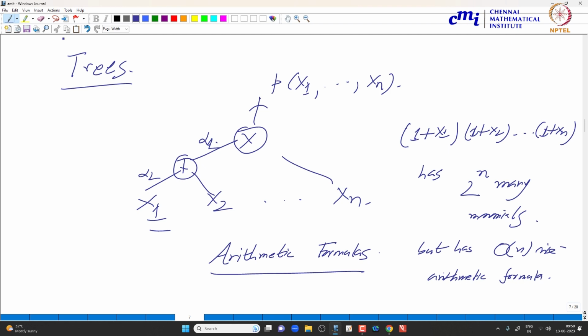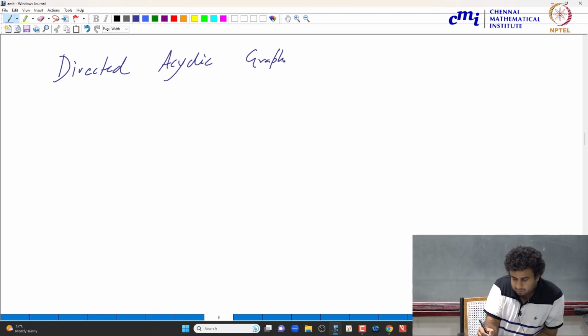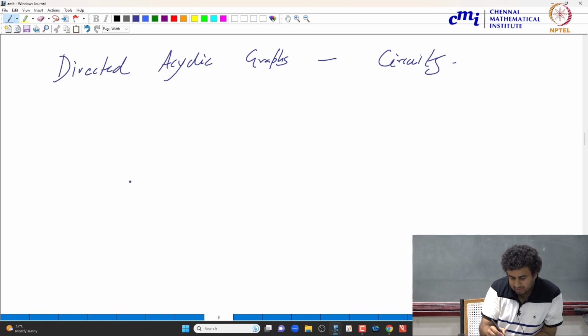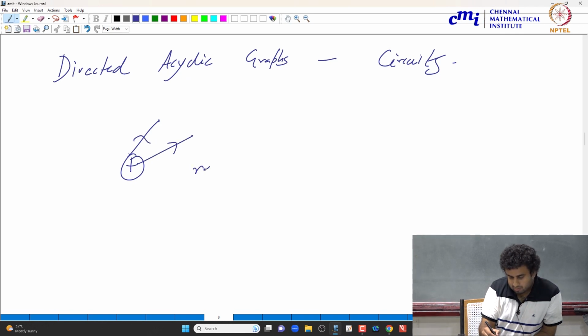Okay. So instead of trees, you can be a bit more relaxed and use directed acyclic graphs. They are called circuits. In the tree case, the out degree of each addition or multiplication node was restricted to be only 1. But here you can reuse. Reuse of computation is allowed.